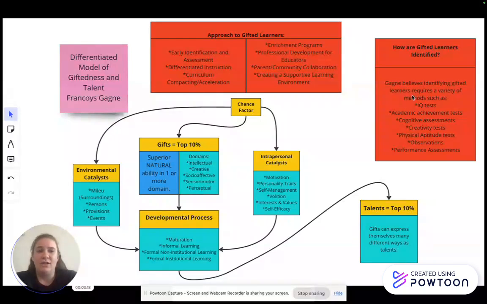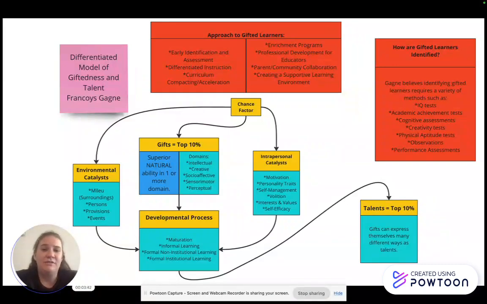So, how are gifted learners identified? Gagne believes identifying gifted learners is comprehensive and it requires a variety of methods, such as, but not limited to, IQ tests, academic achievement tests, cognitive assessments, creativity tests, physical aptitude tests, observations, and performance assessments.